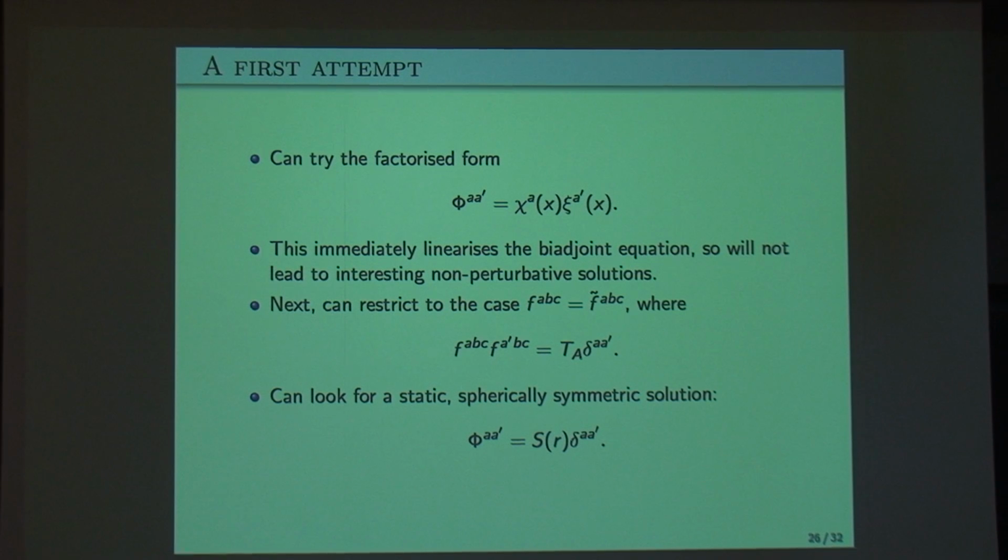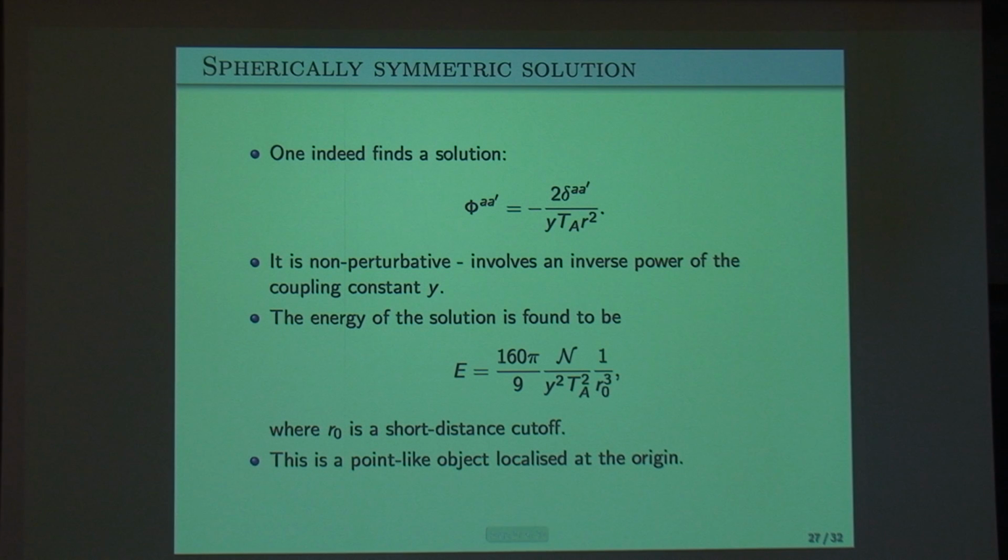Next, you could restrict to another case which is relatively simple. So you could ask that both of these structure constants are actually the same as each other, and then I'll just define a normalization constant here, which is just how I've normalized the color generators, essentially. And if you do that, you can look for a spherically symmetric solution of this form, so a static spherically symmetric solution, and you find that there is indeed such a solution. This is spherical symmetry in the internal space, or the kind of colour space here, and it has this form. All the factors are fixed here, I should say, because this is a non-linear solution. But it goes like 1 over r squared, and it also goes like 1 over y.